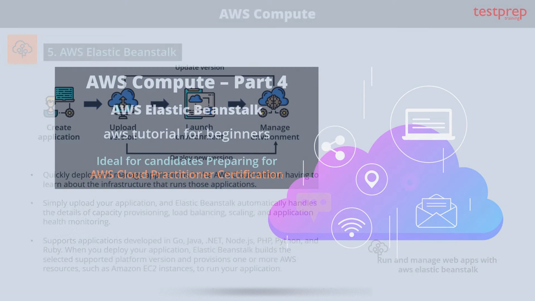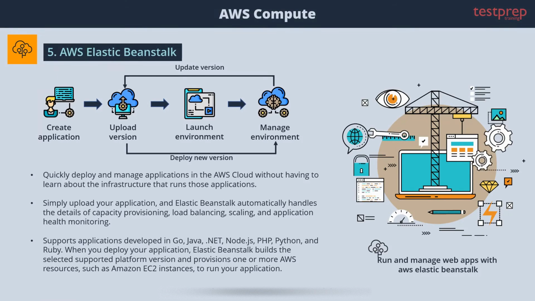AWS Elastic Beanstalk. With Elastic Beanstalk, you can quickly deploy and manage applications in the AWS Cloud without having to learn about the infrastructure that runs those applications. Elastic Beanstalk reduces management complexity without restricting choice or control. You simply upload your application, and Elastic Beanstalk automatically handles the details of capacity provisioning, load balancing, scaling, and application health monitoring. Elastic Beanstalk supports applications developed in Go, Java, .NET, Node.js, PHP, Python, and Ruby.